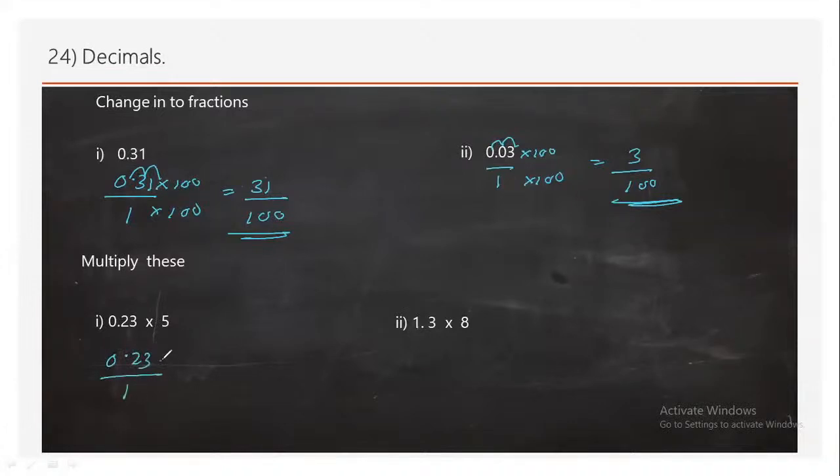0.23 below the line 1. There are 2 methods of that. No need any method. You can just multiply them. You can separate the decimals. 5 times 3, 15, 1 remainder. 5 times 2, 10 and 1, 11. 2 decimal places, 1.15. 1.3 into 8. 8 times 3, 24. 2 remainder. 8 times 1, 8 and 2, 10. So 1 decimal place, 10.4.